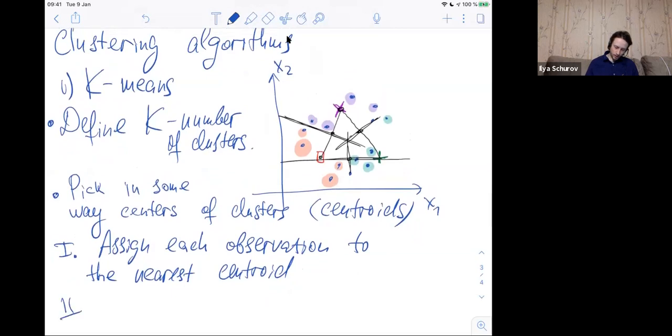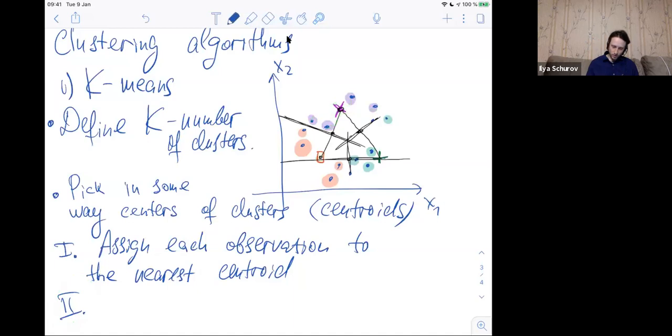And then we have step 2. Now I have a centroid, and I have some points that belong to this centroid. So on the first step, initially we just pick these centroids in some way, for example, randomly. Then we assign points to these centroids. Each centroid corresponds to one cluster. Then on the next step, we will move these centroids in such a way that a centroid is actually a center of the corresponding cluster.